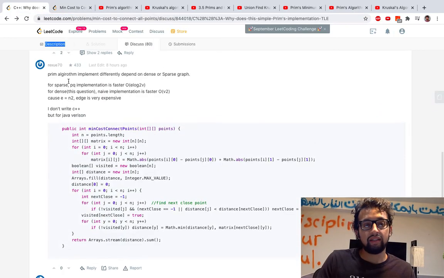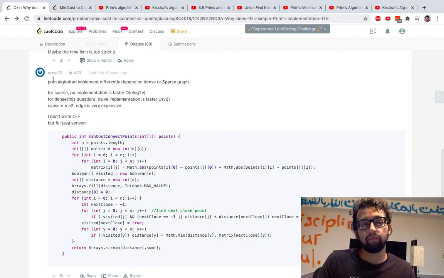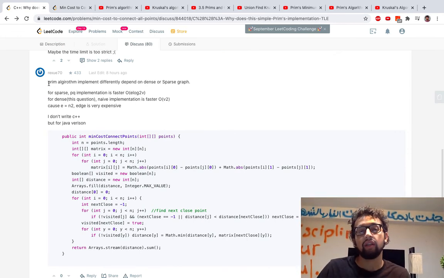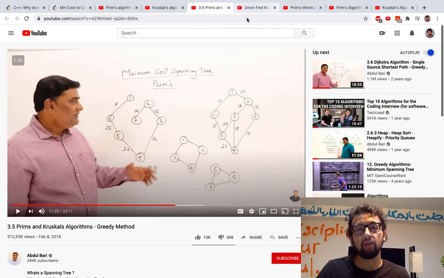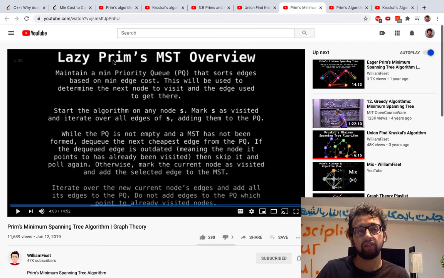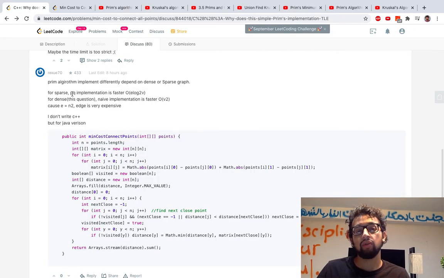One thing to keep in mind is that for Prim's algorithm, there are two ways to do it. One is using the matrix way, which I think, if I remember correctly, Bari explains. And then there's a lazy way to do it, which is using the PQ, which is William Fiset's way. For sparse graphs, the PQ is faster, and for dense graphs, the naive implementation is faster, because E is going to be equal to n squared if the graph is very dense, and you'll understand how that works if you just understand Prim's and Kruskal's algorithm.